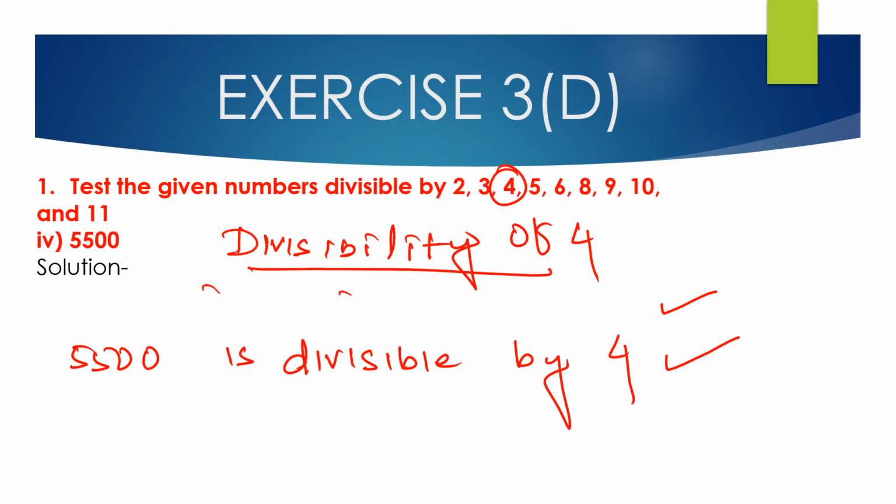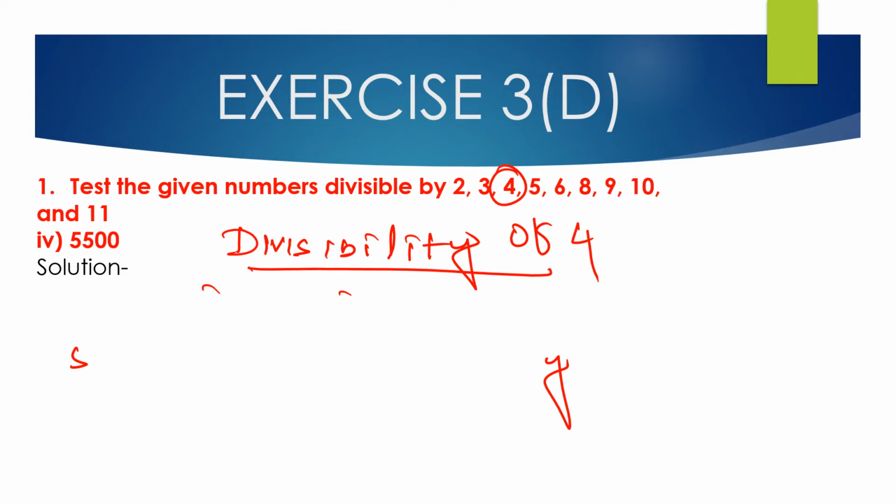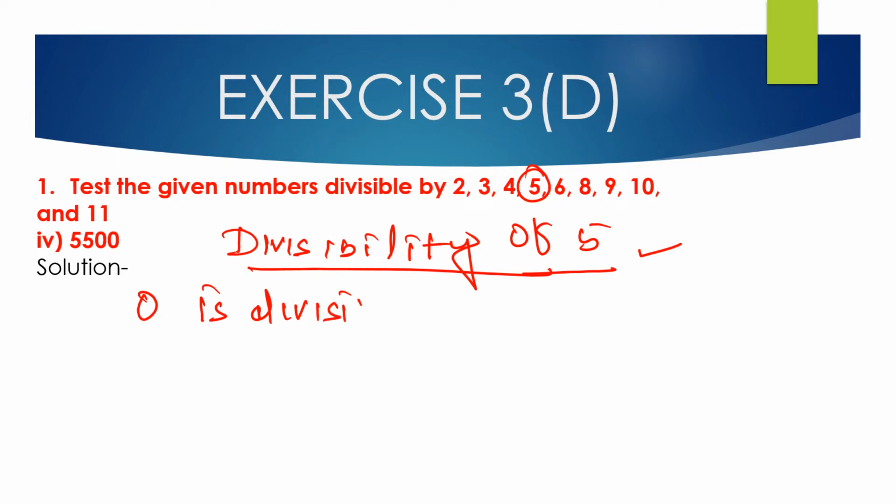Now we will check whether the number 5500 is divisible by 5 or not. If the last digit of the number is divisible by 5, then the number is divisible by 5. Here the last digit of the number 5500 is 0 and 0 is divisible by 5. So 5500 is divisible by 5.